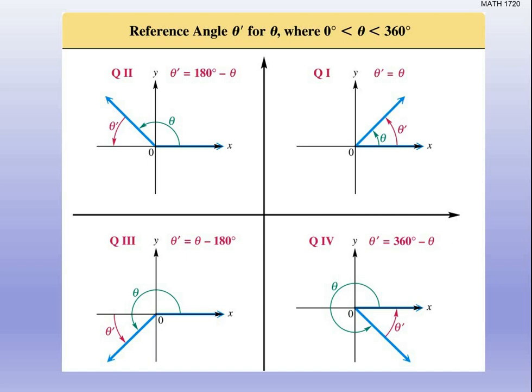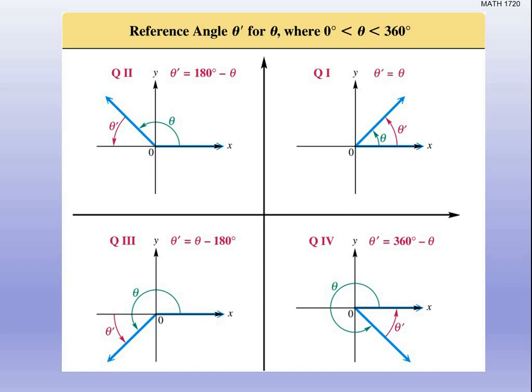If we are in quadrant 2, you're going to do 180 minus whatever theta is. If we're in quadrant 3, you're going to take theta minus 180. If you're in quadrant 4, you're going to do 360 minus theta, whatever your given angle is.